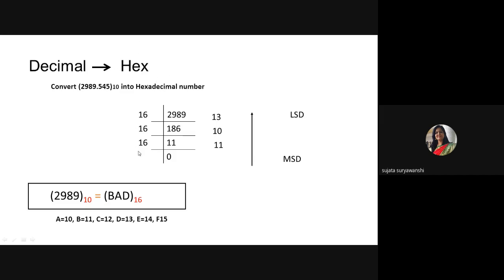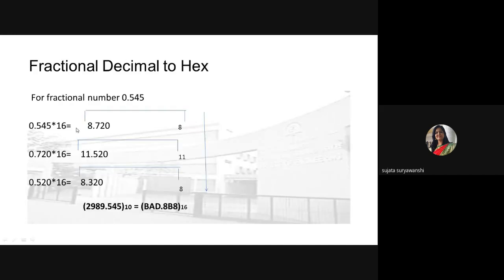Understood? So here, multiply 0.545 by 16, and you'll get this answer. Then record this carry. The carry generated is 8. Consider only 0.720. Multiply it by 16. You'll get this answer, which gives 11 as a carry, which is greater than 9. So record that 11 as a carry and consider only the fractional part, that is 0.512.